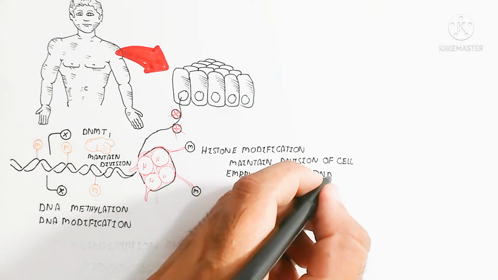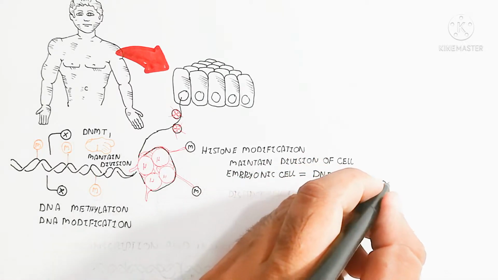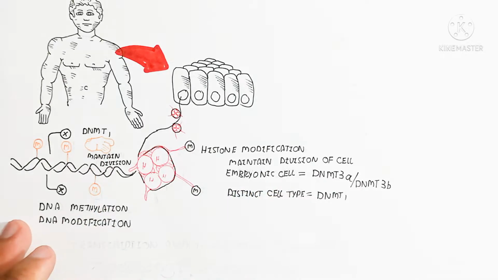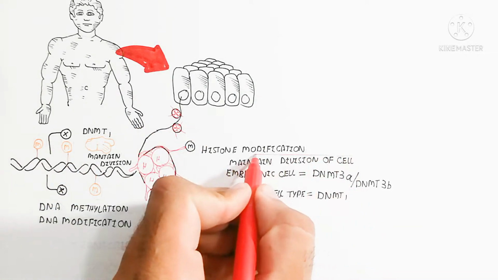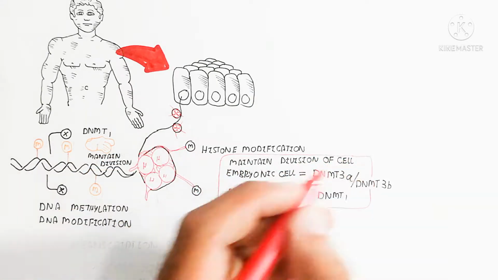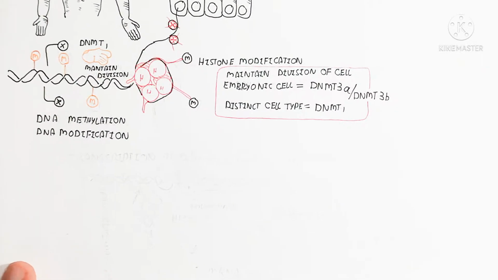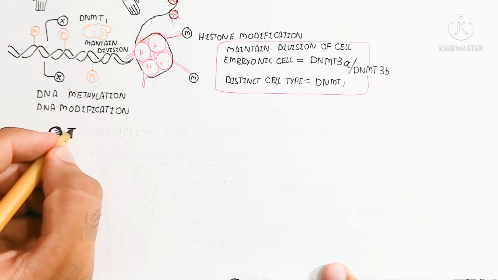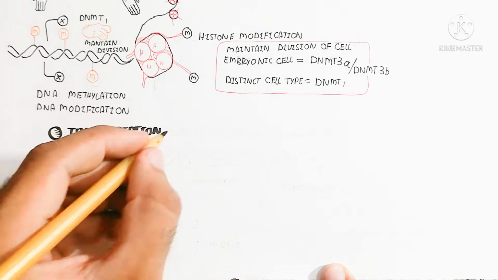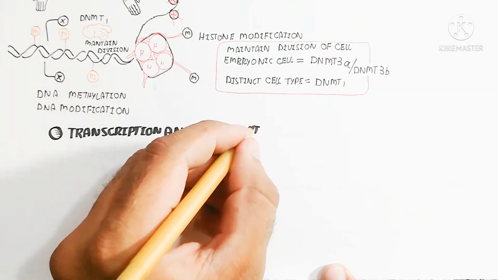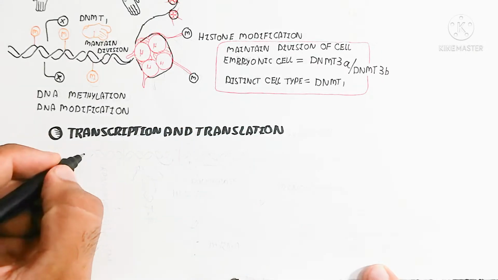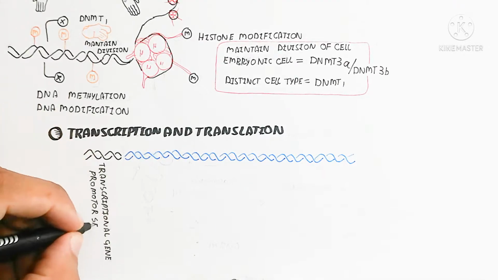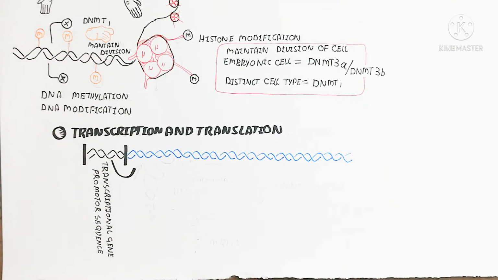Histone modification here maintains the division of cells. In embryonic cells, the enzymes are DNA methyltransferase 3 alpha and DNA methyltransferase 3 beta, while in distinct cell types the enzyme used is DNMT1. So different enzymes are used according to the different stages of life. Let's begin to understand how this methylation will affect things.